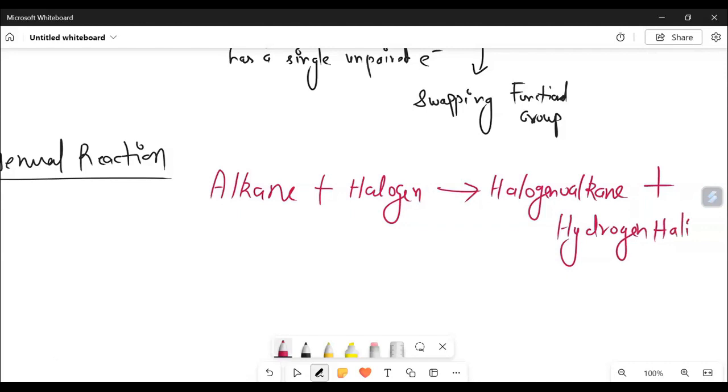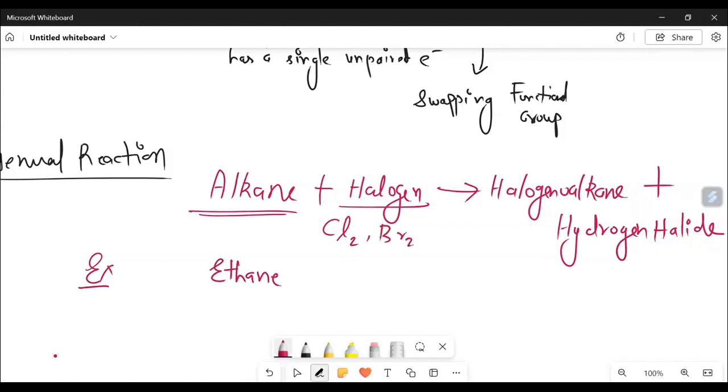For example, ethane can be an example of an alkane, which reacts with halogen. Halogen can be Cl2, Br2, I2, not F2. So when ethane reacts with bromine, what will it give? It will give bromoethane plus hydrogen bromide.